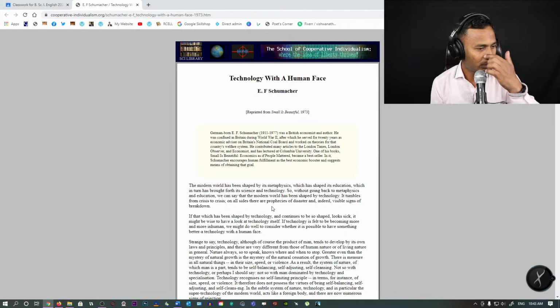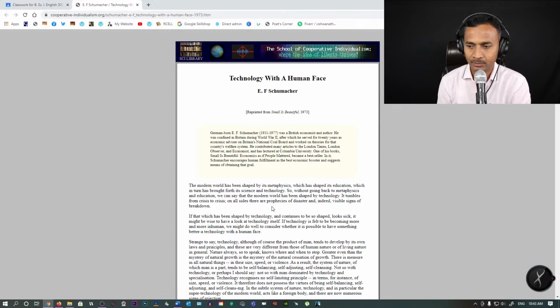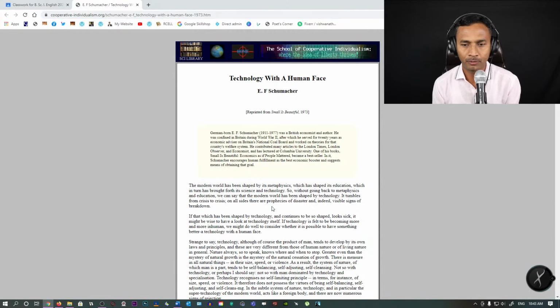Let's read one more paragraph, and then we'll get the entire idea, because you might have learned this paragraph writing technique earlier. Whenever we write a paragraph or any essay, in the very beginning we talk about the thesis statement. So what I'm going to say in the entire essay can be seen in the first couple of paragraphs. If that which has been shaped by technology and continues to be shaped looks sick.